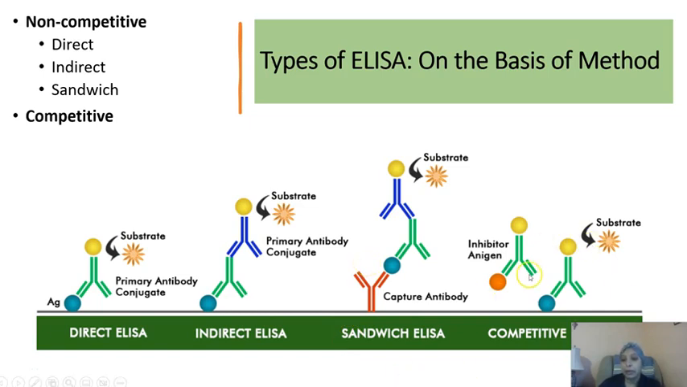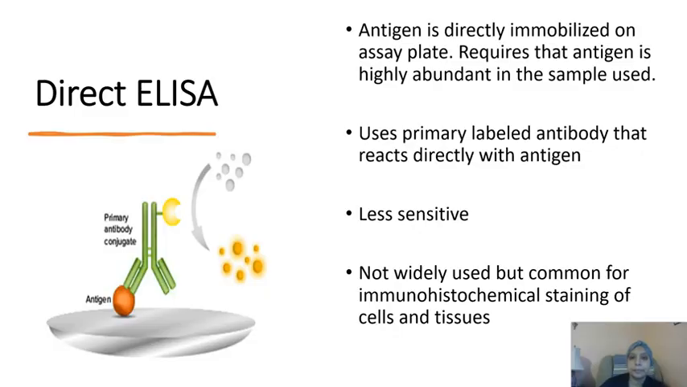Another way that we can look at it is what we call a competitive ELISA, where you use an inhibitor antigen that is going to work with yours to show how much of your antibody is bound to your specific protein compared to the inhibitor antigen. And that's another way that we can examine it as well.